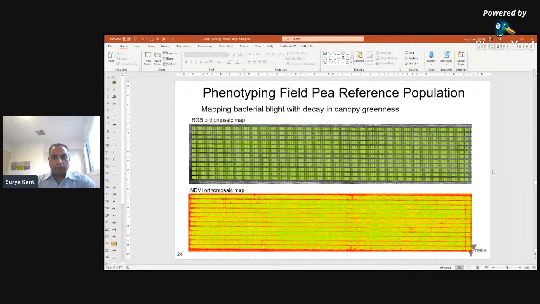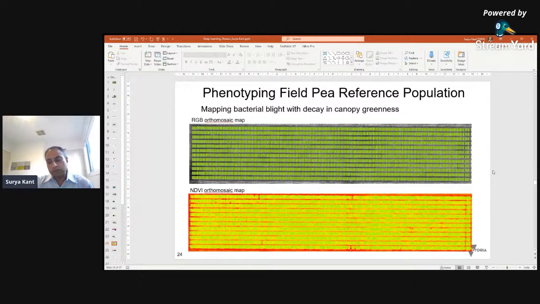And this is another example of a field pea reference population. We have about 1,500 accessions grown in the field. The idea was that there was a bacterial blight we were trying to study, using the decay in crop greenness, because bacterial blight at a post-flowering stage really becomes a challenge, and you can see the wilting and disease symptoms.